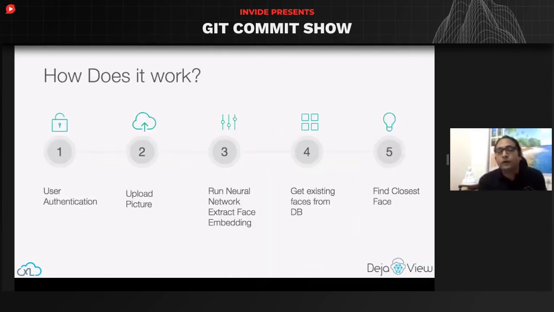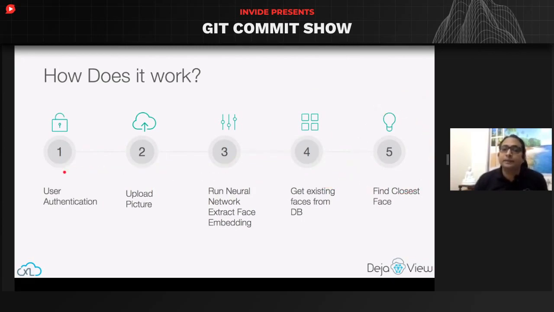Right. The way it works is, first of all, there's a user authentication. Once the user authentication is successful, this is happening from the API end. So your API is going to our website, doing the authentication, and then uploading a picture. And then the server is internally running the neural network, extracting the face embedding, and then getting the existing faces from the database and figuring out which one is the closest, and then finding the closest face.